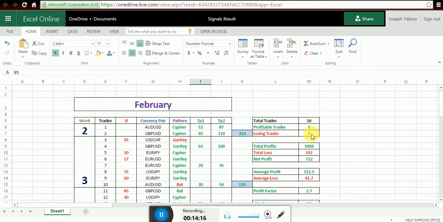So as you can see, guys, it's not about winning all the time. I mean, it's good to win all the time. It's good to have 80%, 90%, but you're hardly going to see those kind of winning statistics. What matters is when you win, how much do you win, and when you lose, how much do you lose.